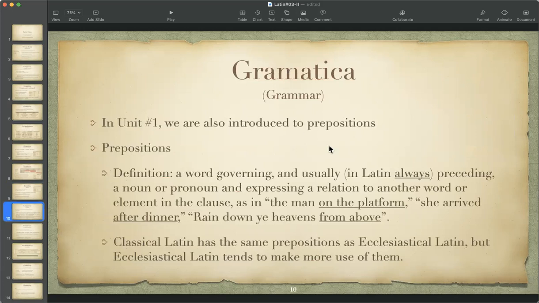So anyway, all right, let's go on to prepositions. I kind of hate to dump more words on you, but actually prepositions use these cases. And so hopefully it will help us to form simple phrases that will help us to conceptualize what's going on better. What is a preposition? It's a word governing, and usually, and when I say usually, I'm referring to English.